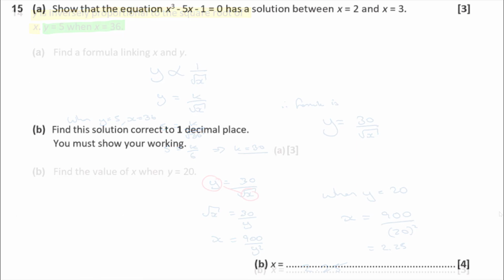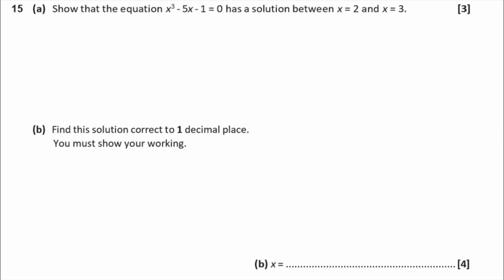Okay. 15a, show that the equation x cubed minus 5x minus 1 equals 0 has a solution between x is 2 and x is 3. Okay. What I'm going to do is sub in each one of those into the equation and see what I get.